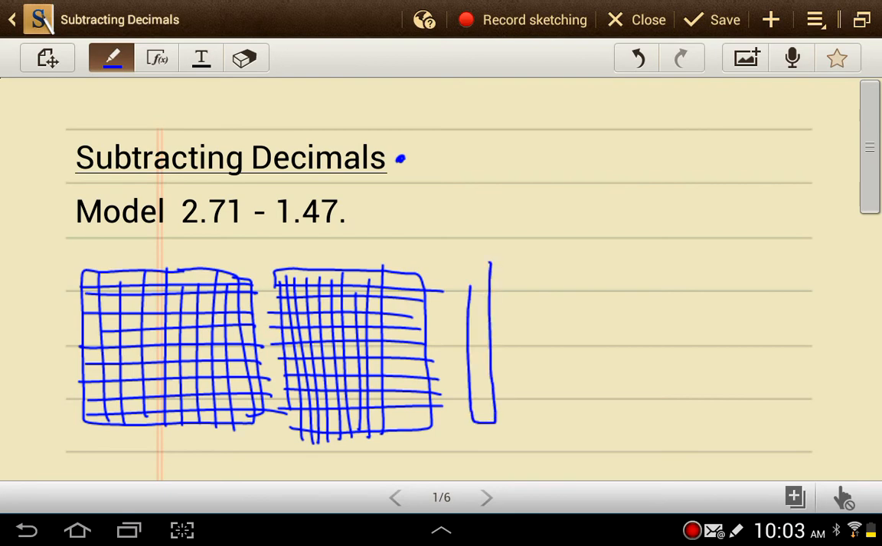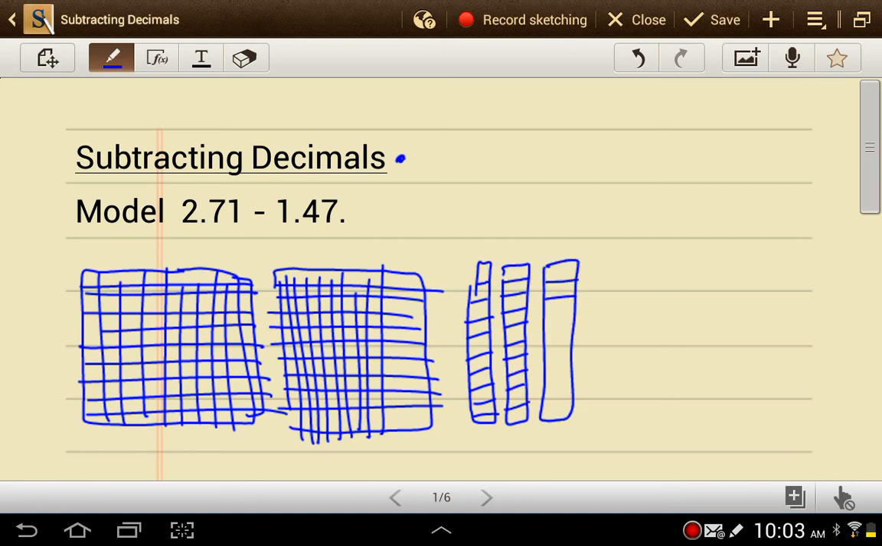Okay, so I'll have tenths, and I'm going to have 7 of those. And this is going to represent 2.71.